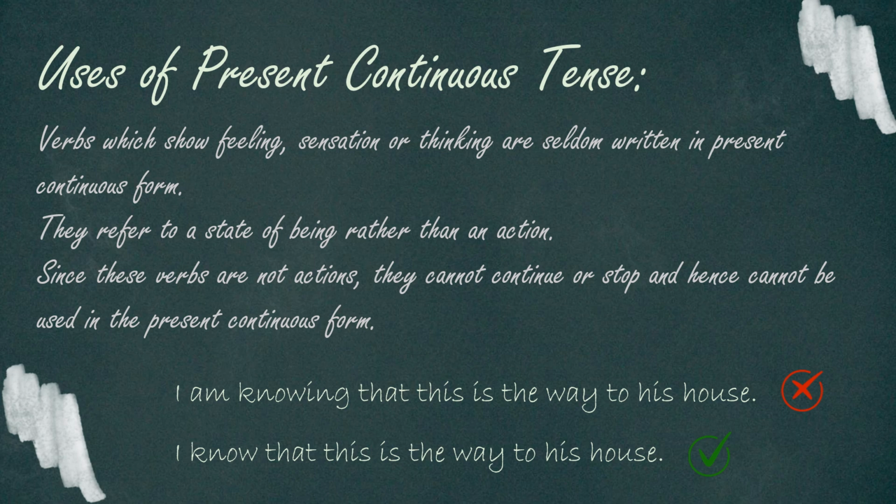Now, this reminds me of a tagline of a very famous brand, which says, I am loving it. So when it comes to informal English, it is accepted. But when we say proper English, when we go through the rules, we follow the rules of English grammar, it is incorrect. So we need to remember that these verbs are not actions. They cannot continue or stop and hence cannot be used in the present continuous form.